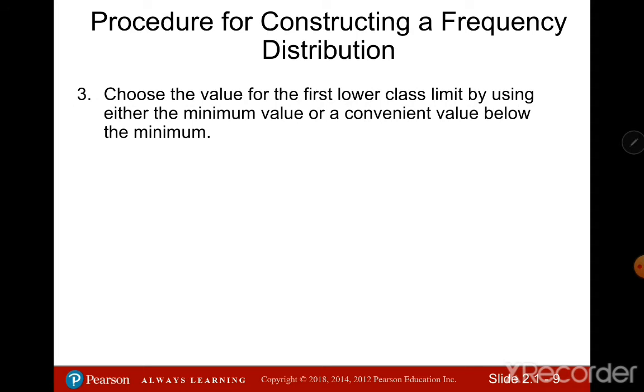Then we can pick the first lower class limit. We can just use the minimum value or any convenient value even smaller than the minimum value. But make sure it should be smaller than the minimum value, because if you pick the first lower class limit greater than the minimum value, then your minimum value will be excluded from this class. Then we're missing some value.